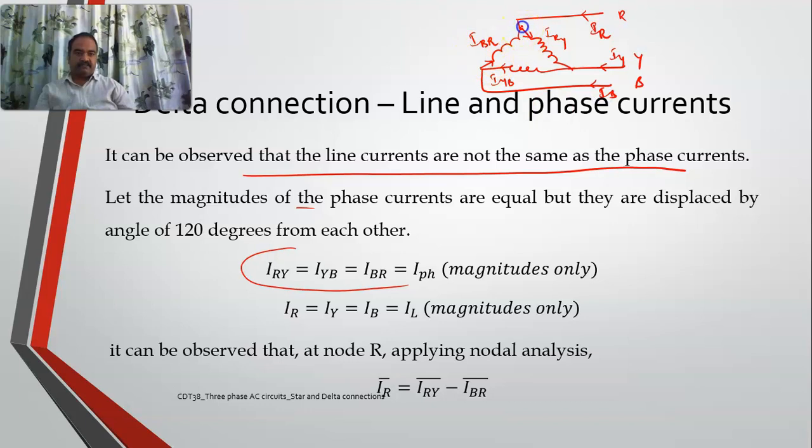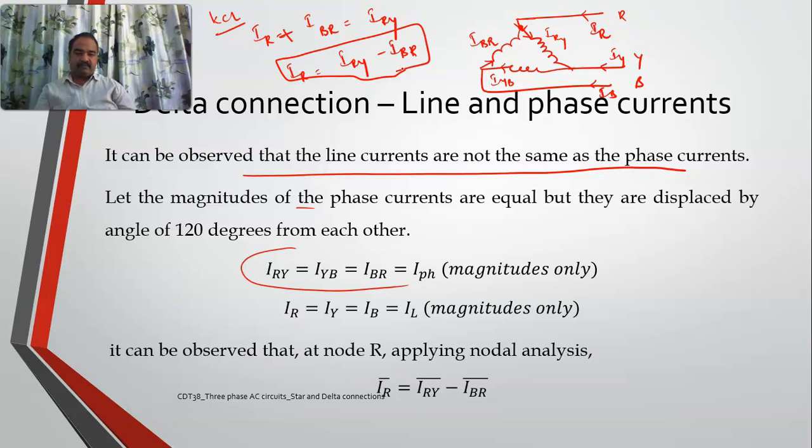So at this junction, if you carefully see, IR is equal to, at this point, I'll apply KCL here. Sum of all incoming currents is equal to the sum of outgoing currents. How many incoming currents are there? IR and IBR. Isn't it? So what is IR now for me? It is IRY minus IBR. So this is the way we get the currents.